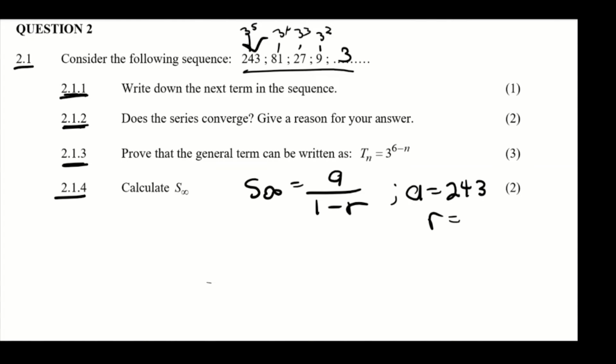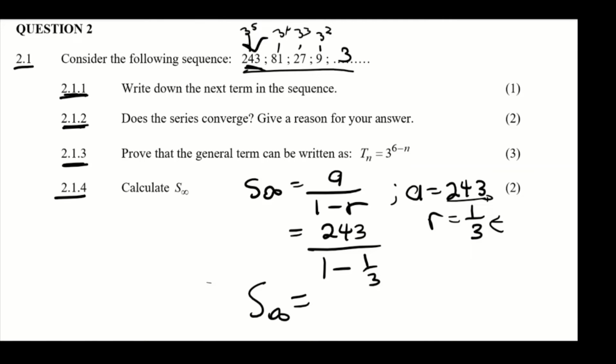And our r is 1 over 3. So all these values, this one is just this one here, and this one we calculated in previous questions. So we're just going to substitute that. So it's going to be 243 divided by 1 minus 1 over 3. So you're just going to punch that in your calculator to find the solution, which would be 364.5. So this is your solution of the sum to infinity.